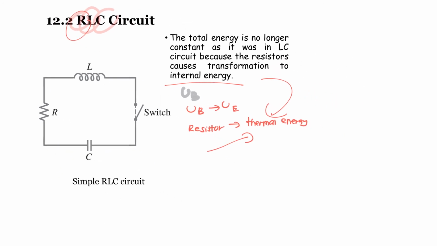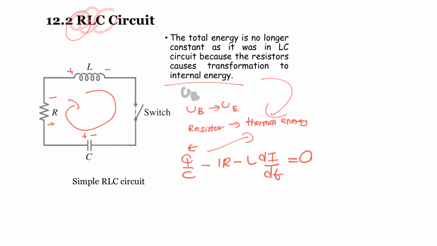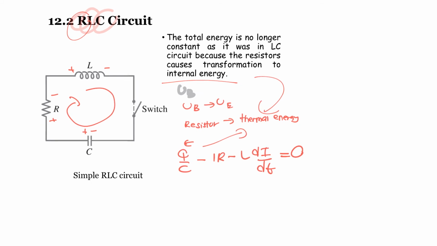Okay, so if I come up with the equations for this one, based on Kirchhoff's law, for example, this is positive, negative, so here is going to be positive, negative. You are going to get the formula Q over C, which is basically the capacitor potential difference. Then you minus IR, and then you minus L dI over dt. Based on Kirchhoff's law, the potential difference is going to be 0.